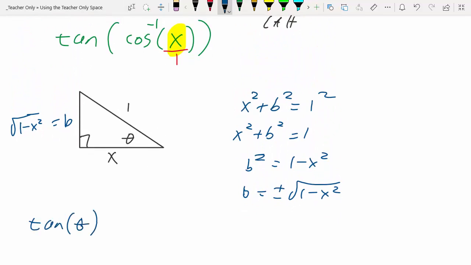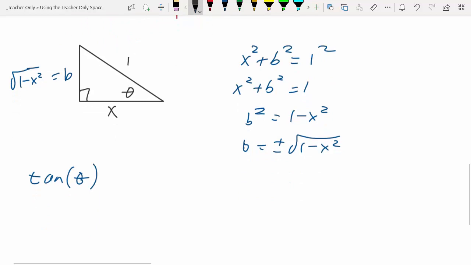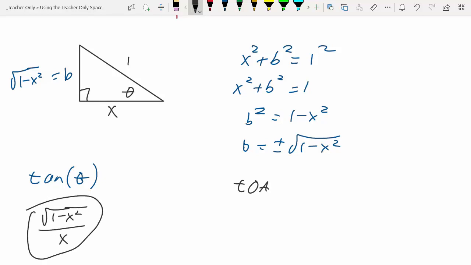So we're really now just evaluating what is tangent of theta. And that would result in tangent is opposite over adjacent. So therefore, once again, this is going to be the opposite, which is the square root of 1 minus x squared over the adjacent, which is x. All right, and that is our simplified trig. Hope this helps.